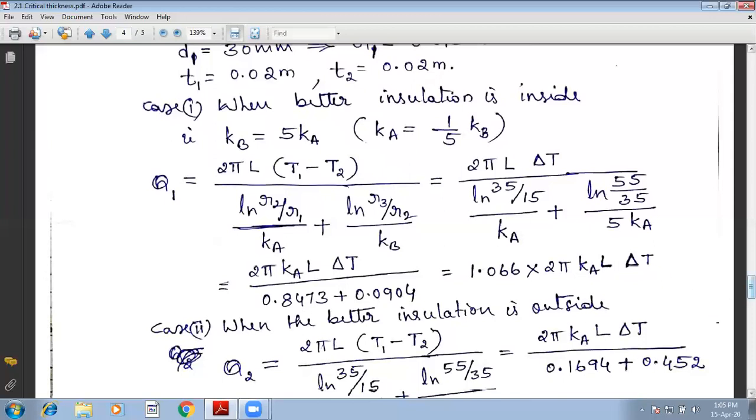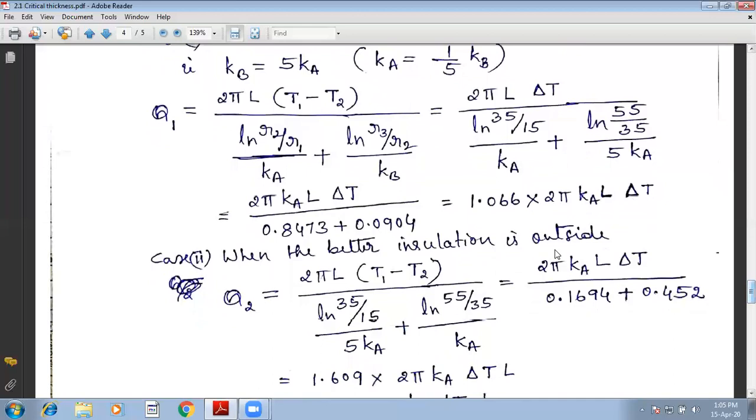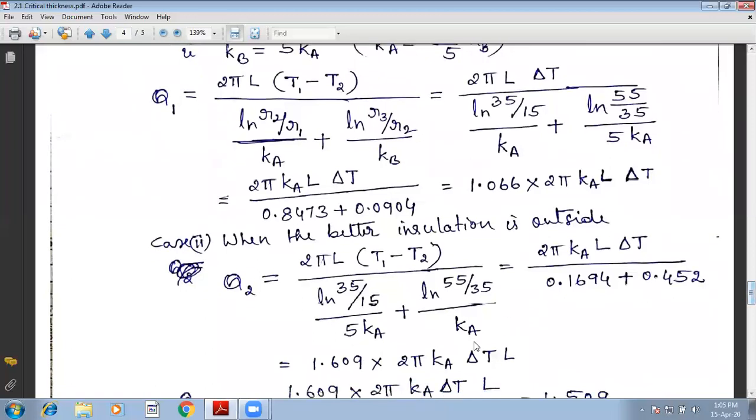In second case, when the better insulation is outside, better insulation we have found it to be Ka, and it is placed outside, means the Kb term should be taken in. The same has been done here. Q2 is equals to, same way, 2 pi L into delta T ln of 35 by 15 upon Kb plus ln of 55 by 35 upon Ka.